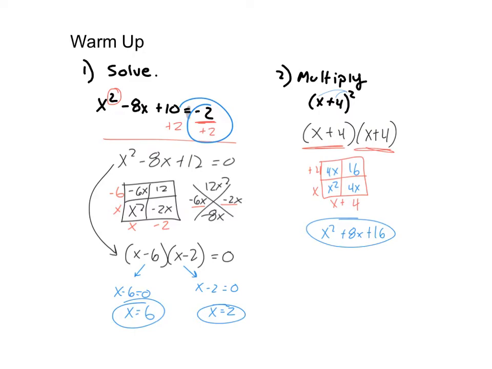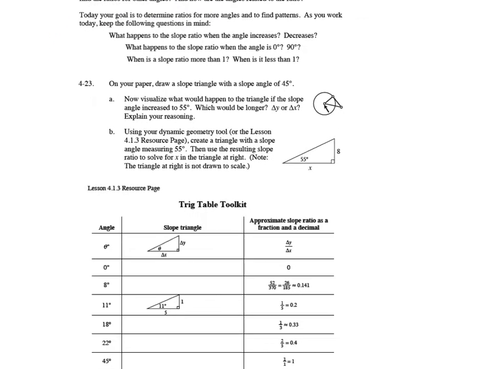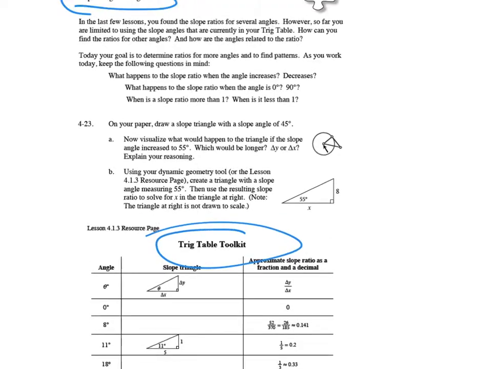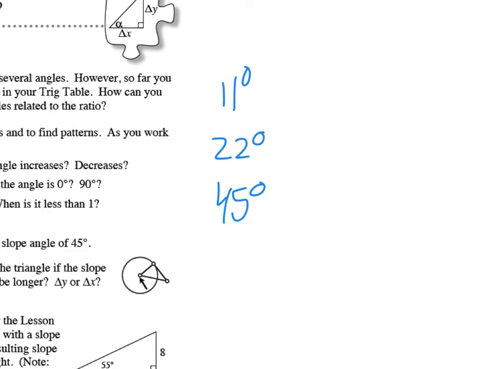Alright, so what we're going to do today is what the textbook calls expanding the trig table. And what we've been doing over the last few days is we've found the slope ratios for several angles, but we are very limited to be able to use the slope angles that are currently in our trig table. And what they mean by that is this is the trig table toolkit. Essentially what we've talked about so far is an 11-degree angle, a 22-degree angle, and then a 45-degree angle. And then the other lesson the other day we learned about the complements of each of these.